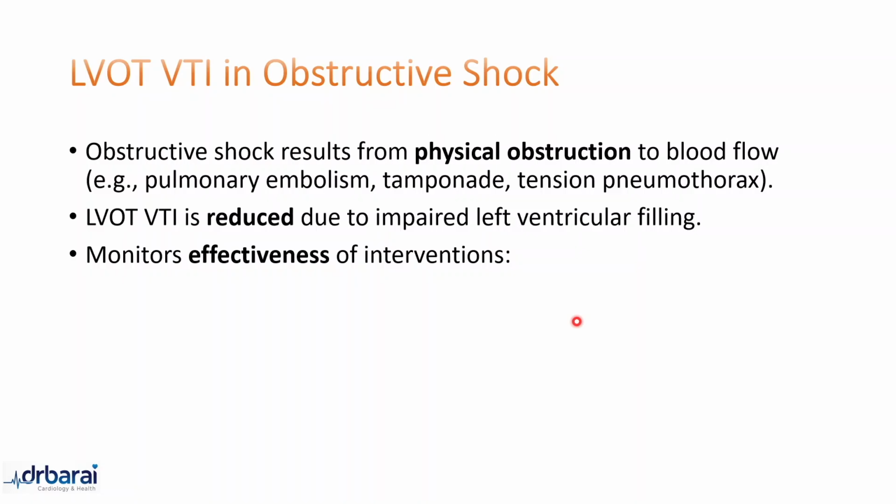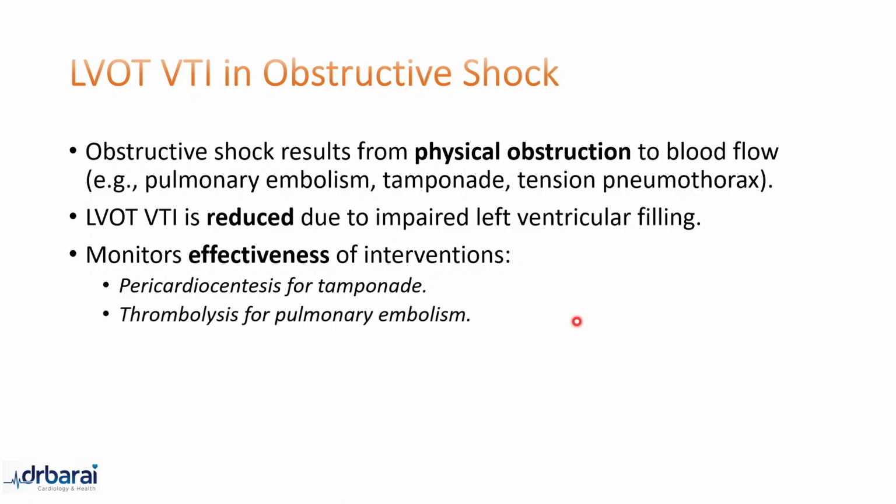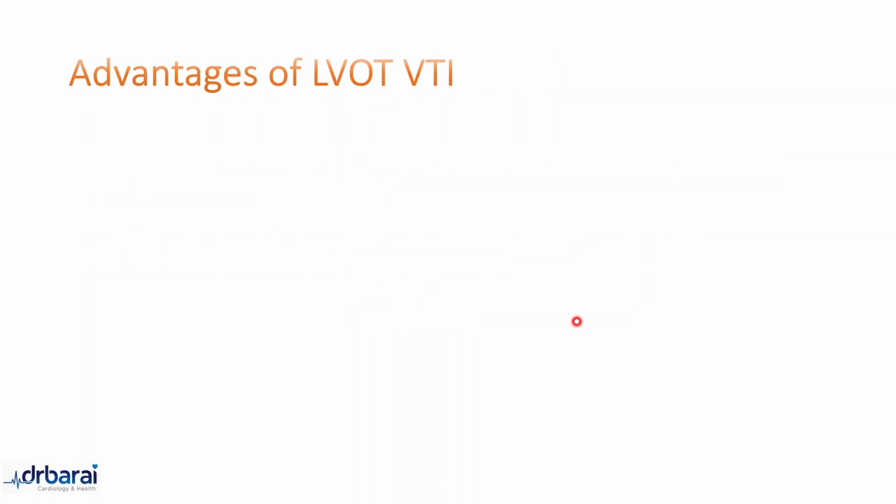To monitor the effectiveness of the intervention, we can use the LVOT VTI. For example, in a cardiac tamponade, you can check the VTI, do the pericardiocentesis, check the VTI again, and you may find the VTI has improved, which means the pericardiocentesis is effective. Another example is in pulmonary embolism: if you give thrombolysis, you may find that the VTI has improved after the thrombolysis.